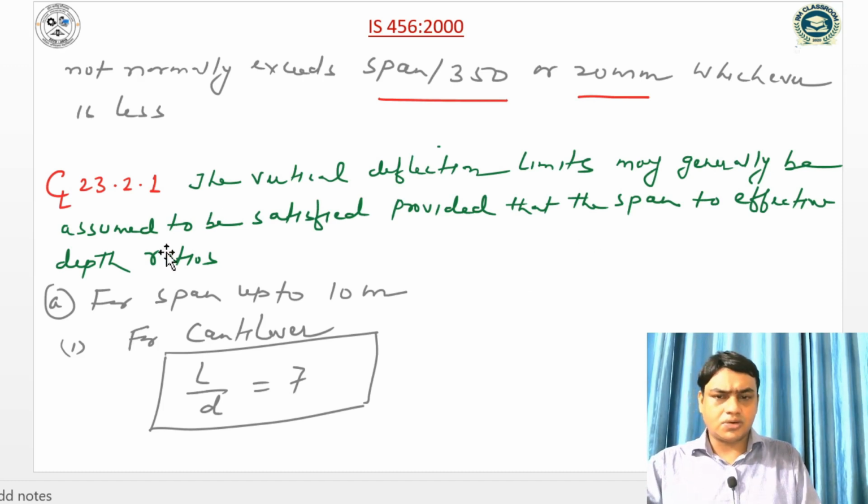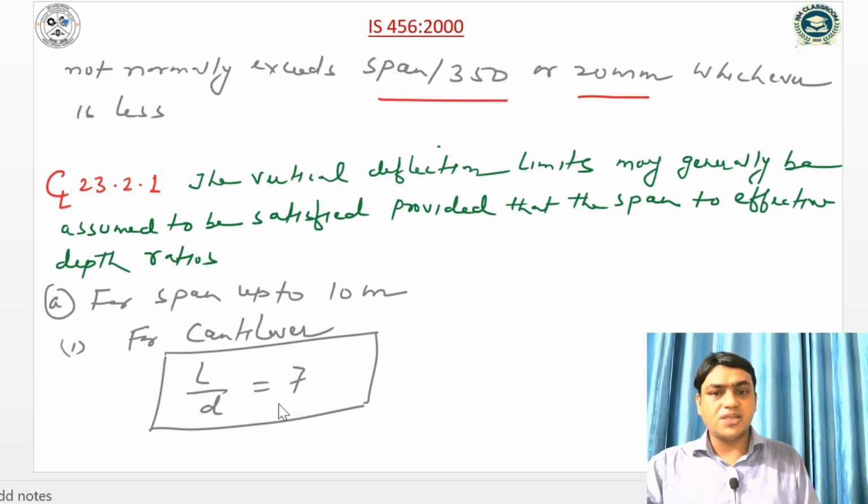Similarly, the code also says that the vertical deflection limit may generally be assumed to be satisfied provided that the span to effective depth ratio is within limits. So the code says that for spans up to 10 meters, in the case of a cantilever beam, the span to effective depth ratio should be equal to 7. Similarly, for a simply supported beam the span to effective depth ratio should be 20, and for a continuous beam it will be 26.